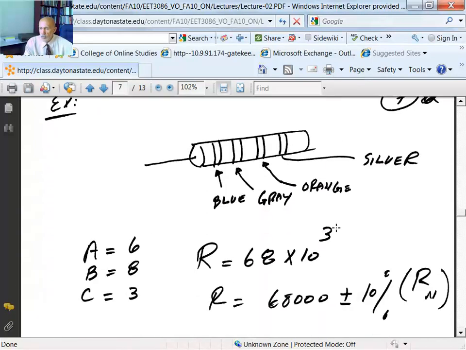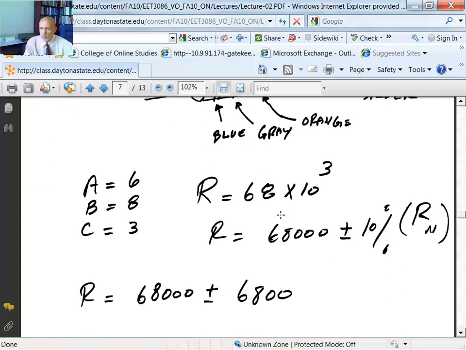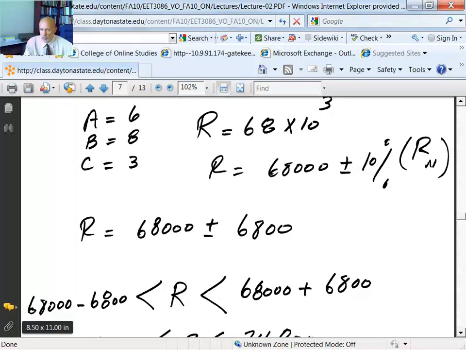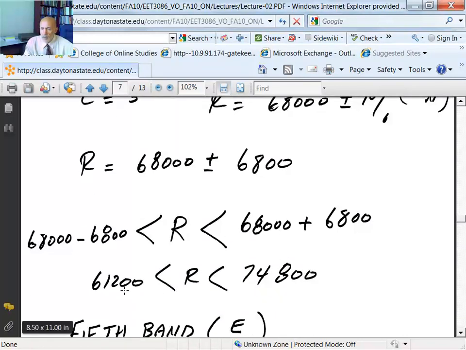So the resistance will have a tolerance of plus or minus 10% of R sub n, which is the nominal value. The first 3 bands give you the nominal value, and then D is the tolerance. For that resistance, there would be 68,000 plus or minus 10% of 68,000, which is 6,800. So the resistance R could be anywhere between 68,000 minus 6,800 and a maximum of 68,000 plus 6,800, or 61,200 to 74,800.